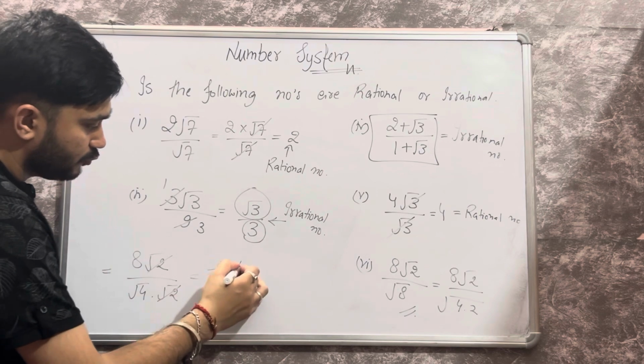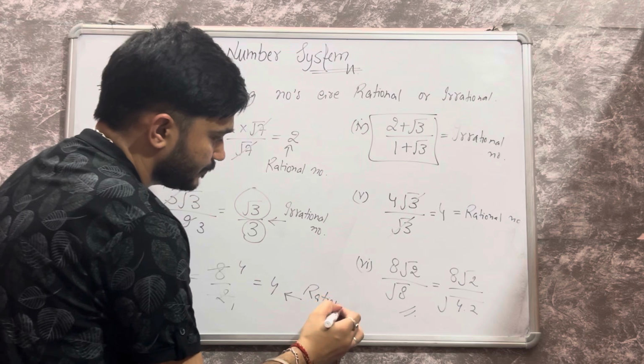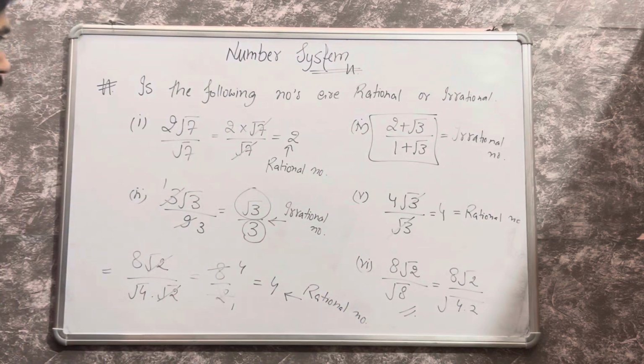2 8s are 16, 2 4s are 8. So your answer is 4, that is a rational number. Any doubt?